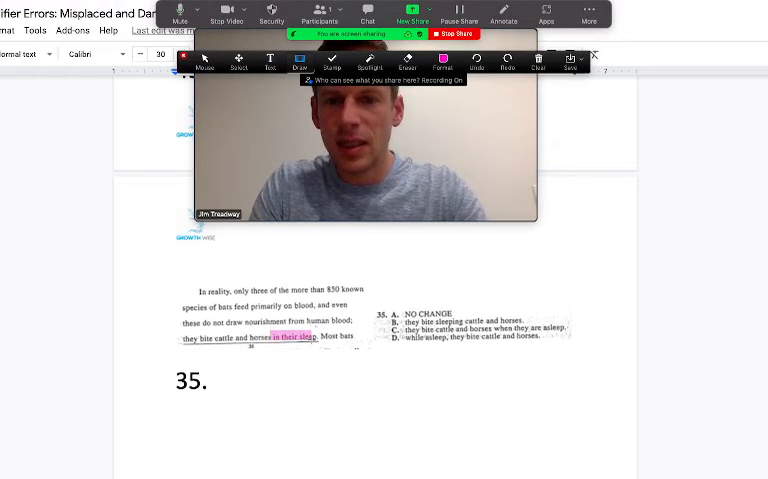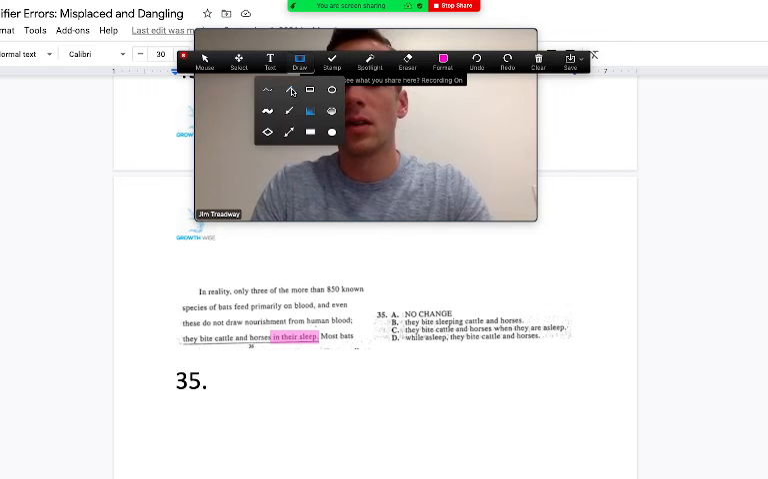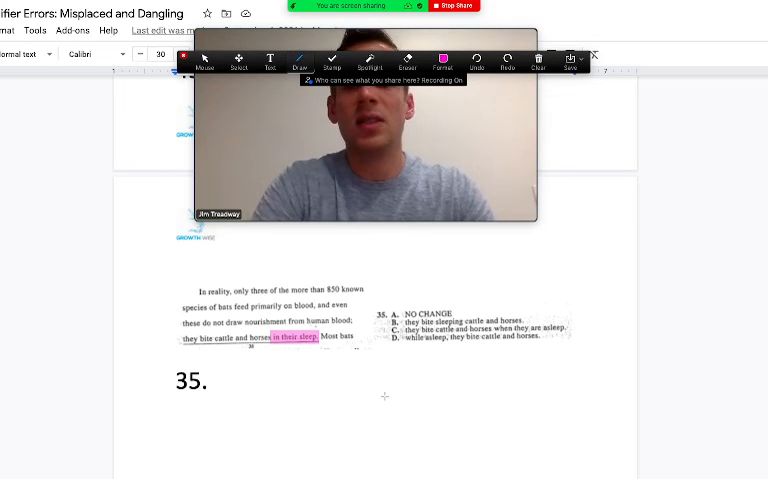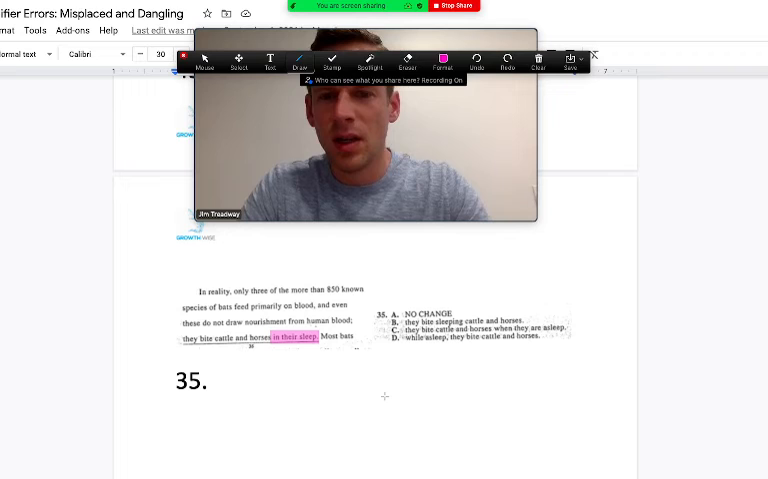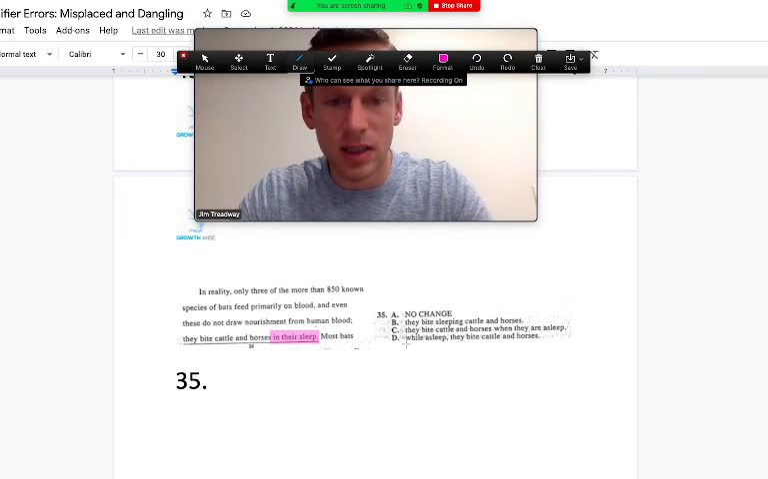So I think, as I look at "no change," "in their sleep" is going to be wrong there. Let's go through the answers. That "in their sleep," that prepositional phrase might be in the wrong place, although it looks right. Let's look at B. "They bite sleeping cattle and horses." That sounds good. "They bite cattle and horses when they are asleep."